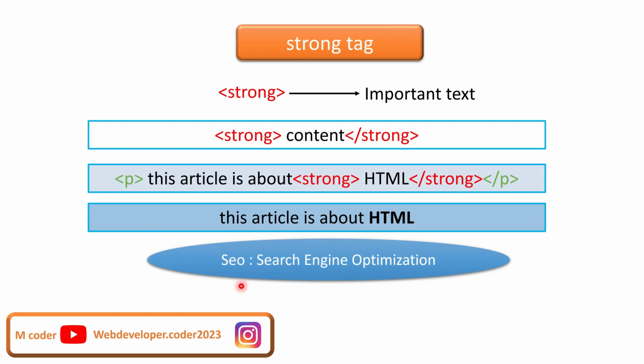What is SEO? Suppose there are 100 sites about programming. When we Google programming training, 10 of these sites are on the first page. The science that makes the site appear on the first page of Google is called SEO. So the strong element is important for search engine and optimization discussion.